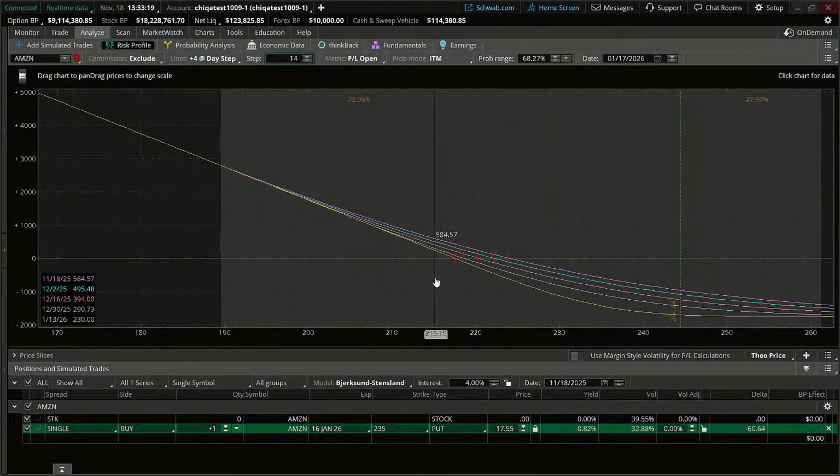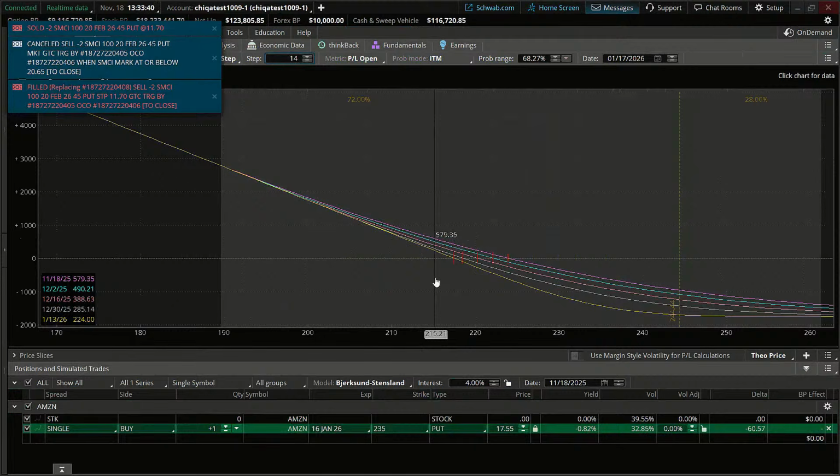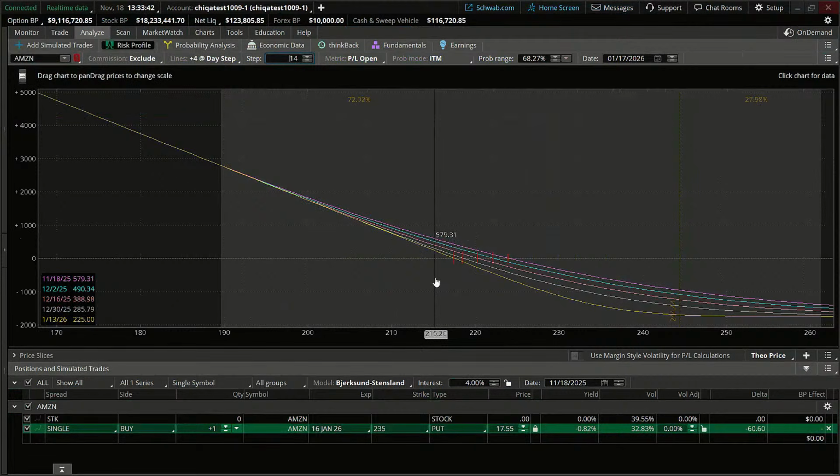$585 gain. If we let time pass just 14 days from now to December 2nd, so that's really 2 weeks out, we'd be at $90 less of a gain just because of that time decay. And you can see with each 2-week period that passes, we are seeing a smaller profit because of that decay in time over the life of our option, and how our theta is essentially going to pick up at a faster speed the closer we get to expiration.